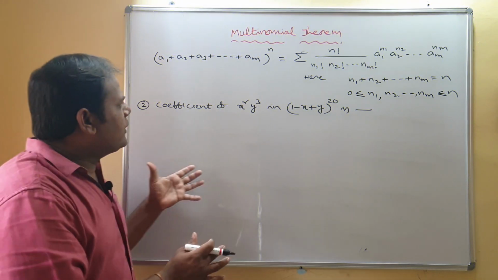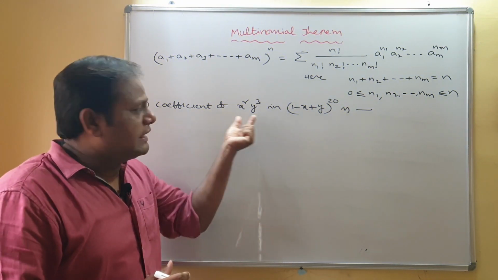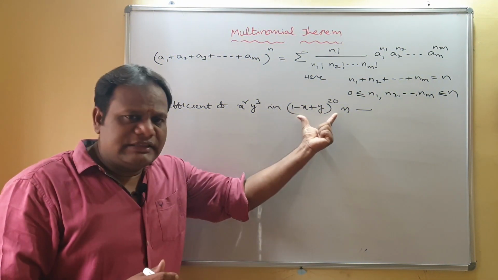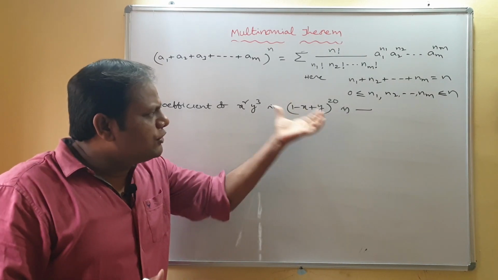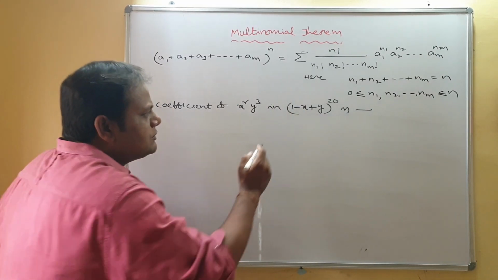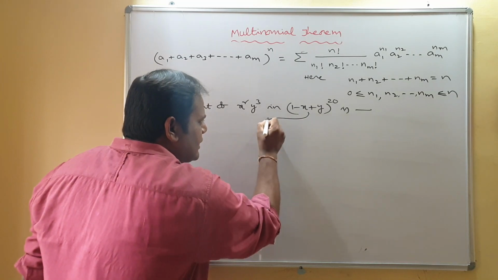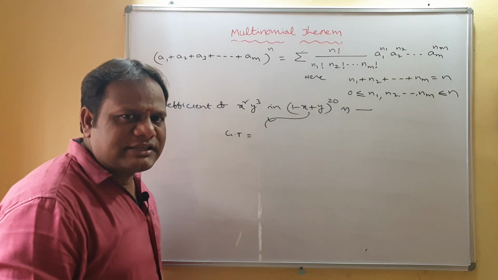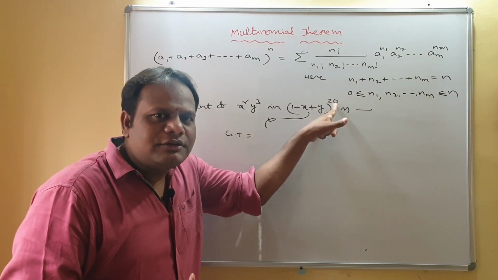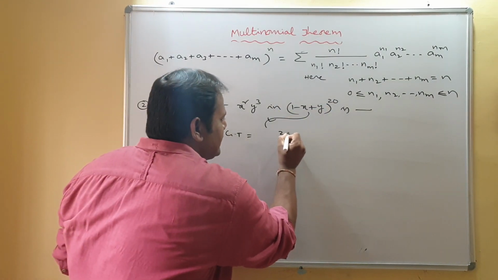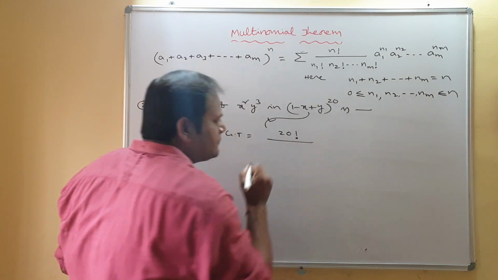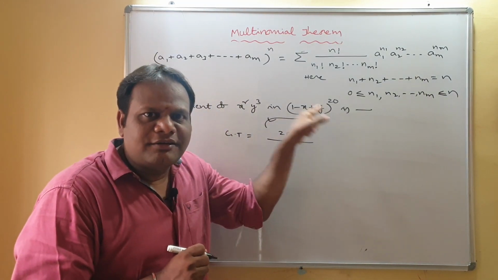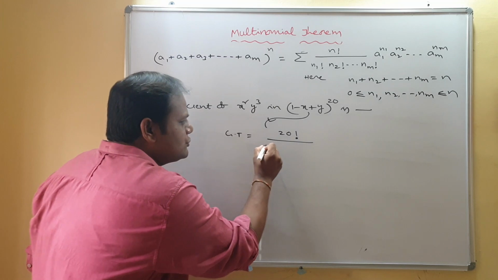See, we have to find the coefficient of x square y cube in this expansion. Again we use the multinomial theorem concept. Can you tell the general term in this expansion? Yes. n is what? 20. So 20 factorial by, how many terms are there? 3 terms are there. So what should you take?